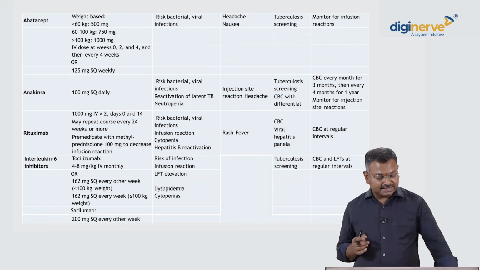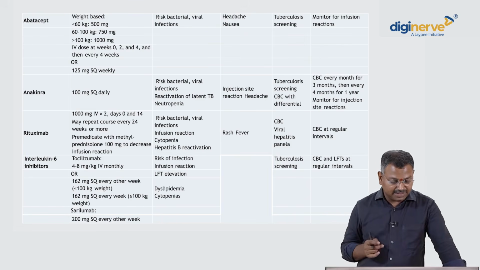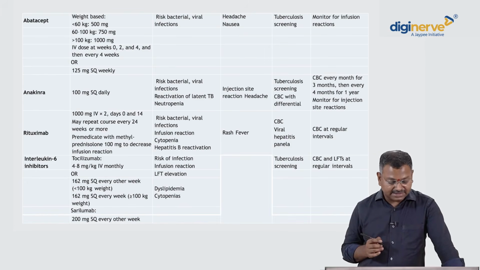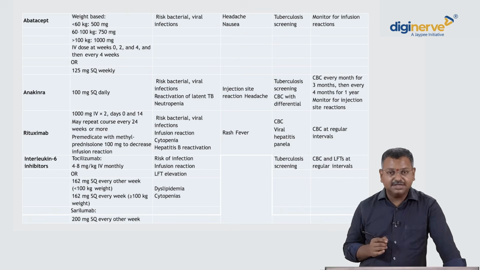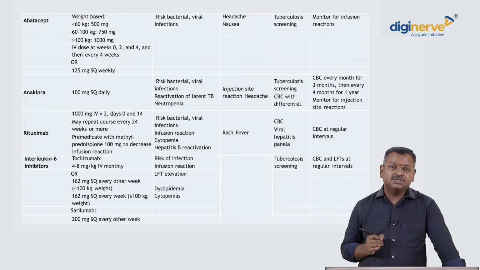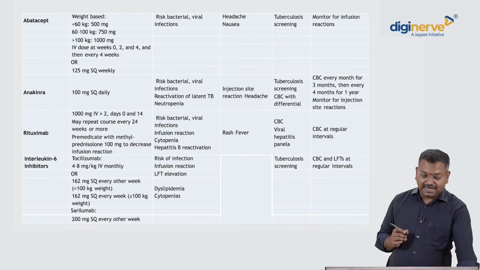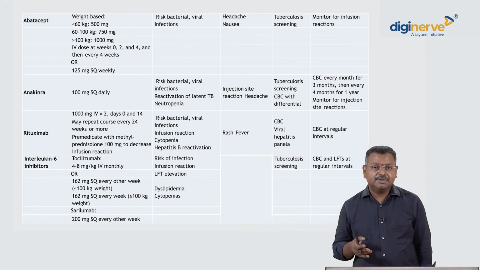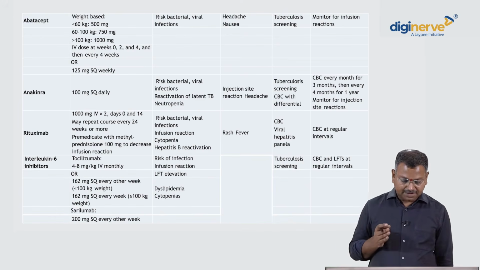Coming on to the next drug that we have is the abatacept, where you give 500 milligrams or 750 milligrams. It's given IV. Again, we'll have to monitor for infections. Anakinra, 100 milligrams subcutaneous daily. Again, the infections have to be monitored. The B-cell inhibitor rituximab, you give 1000 milligrams IV in 2 doses, at 0 and 14 days, and later you can repeat it every 24 weeks.